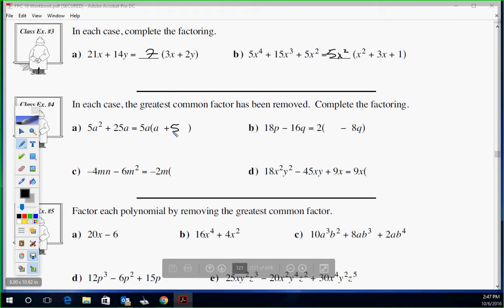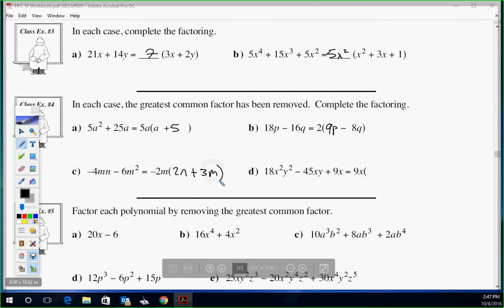So then on B, they have a 2 in common. 9p is all I can do. The 8q is already done for me. Good. All right, Steph, what do you think's left on C? 2n. So 2n. Okay, I like that. And 3m. Plus 3m. Yep.